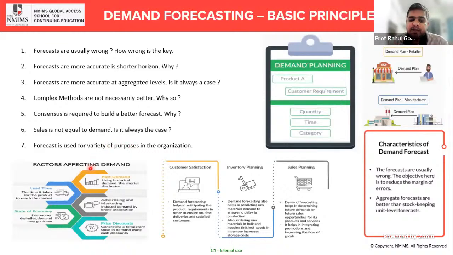Now we have seen all of these factors affecting demand: past demand, using historical demand, where the shorter the better, right? Advertising and spend, state of the economy, price discounts, all of these are demand drivers or variables. Lead time can also impact the demand of your product, okay?